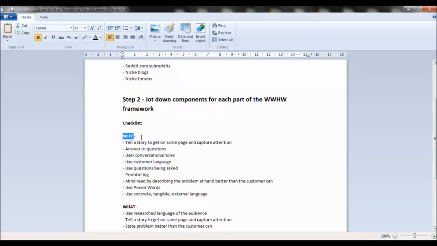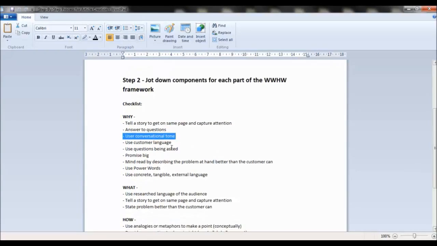So this is the checklist for why, which is the motivation to get your target audience to read through your content: tell a story to get on the same page to capture attention. Answer questions, use conversational tone, use customer language, use questions being asked, promise big. Mind read by describing the problem at hand better than the customer can themselves. And you want to use power words, use concrete, tangible, external language.